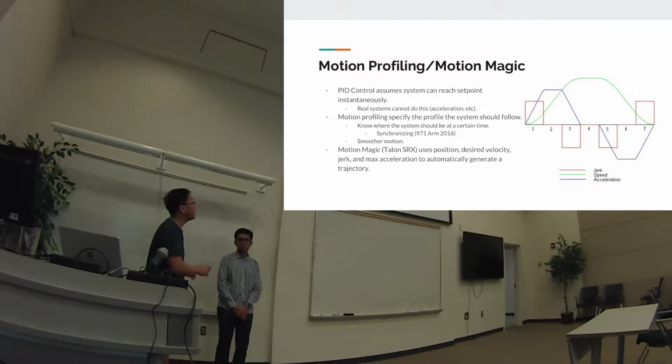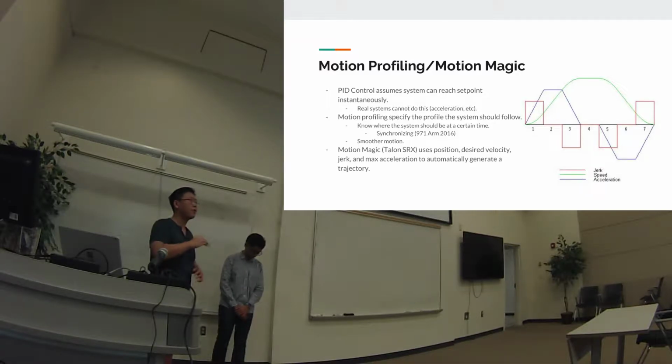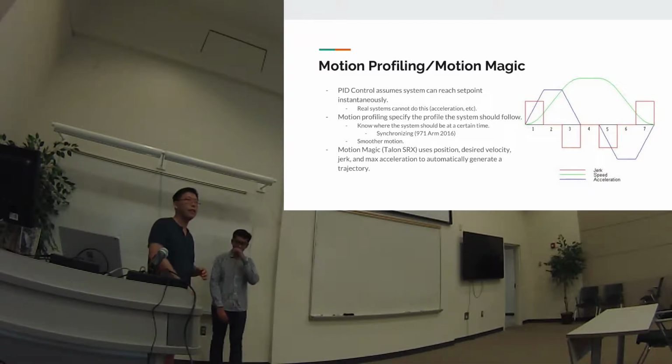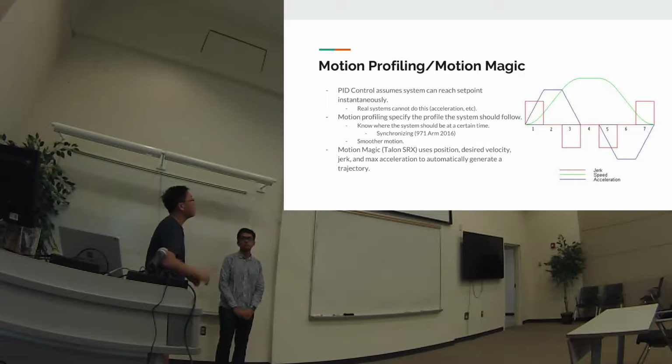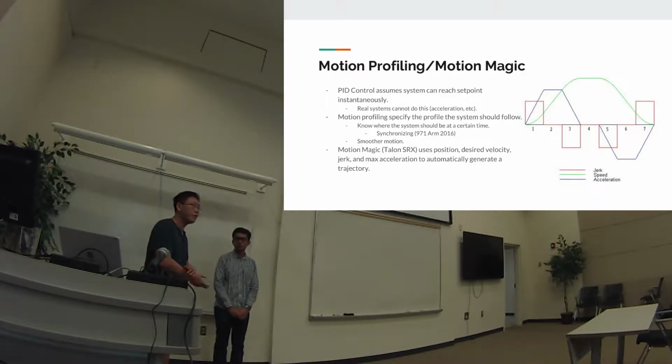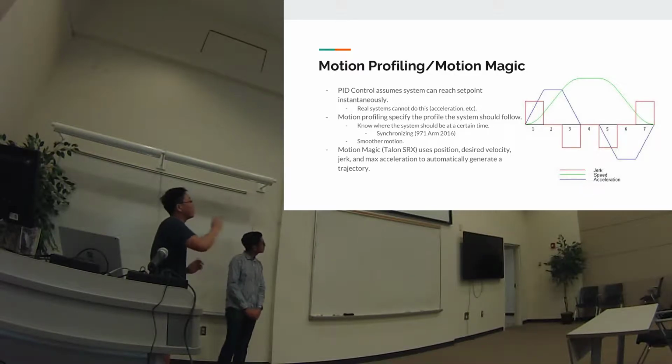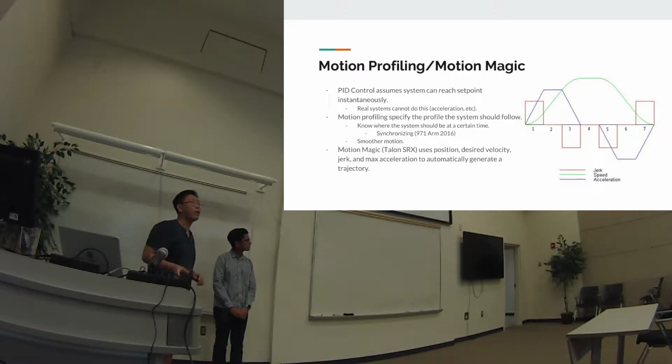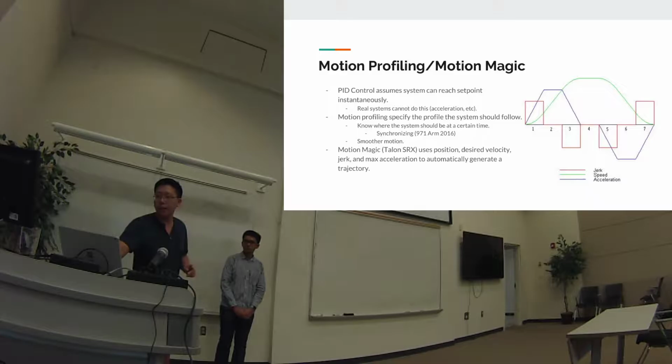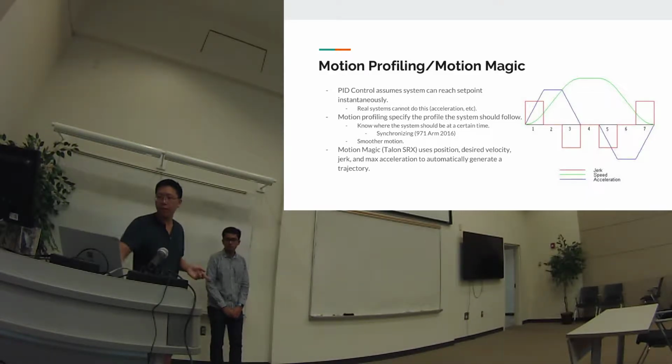And what that does is you specify your cruise velocity, the desired velocity that you want the system to cruise at, but you also give it some acceleration information. And what it does is it basically computes or generates that trajectory for you. So now we can look at an example.